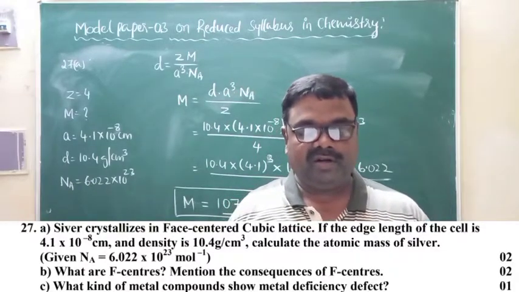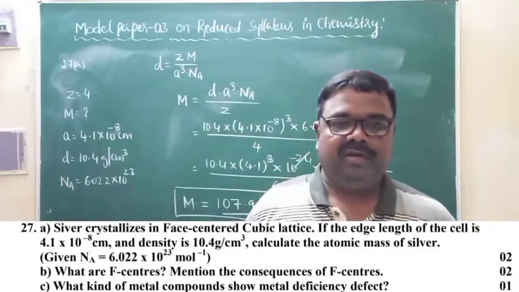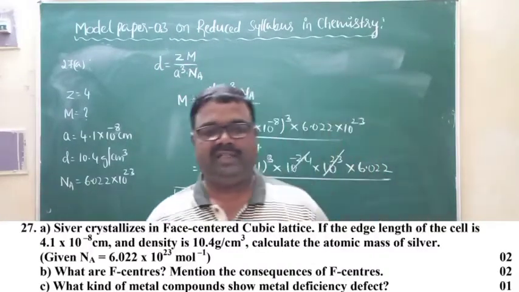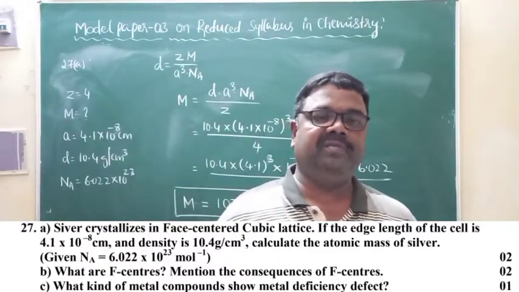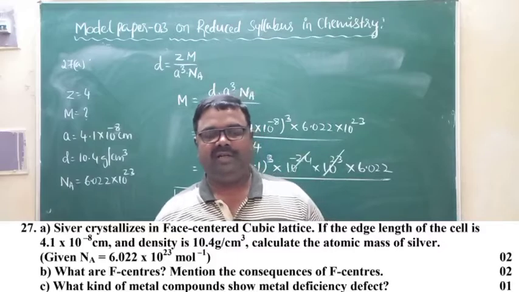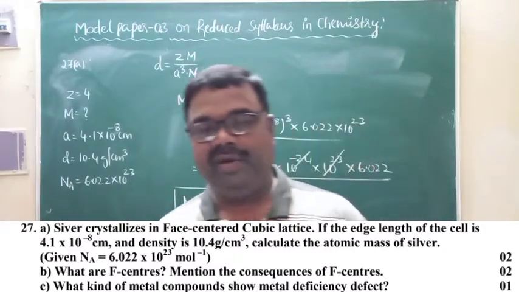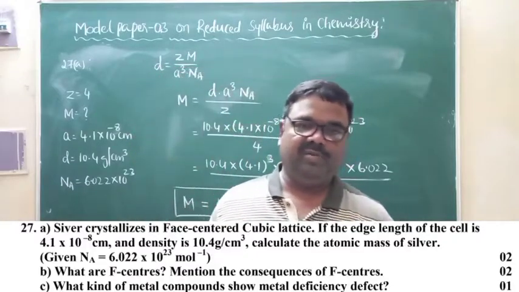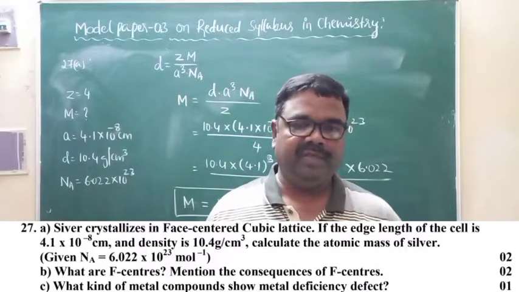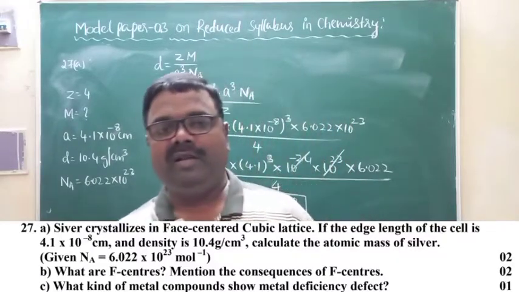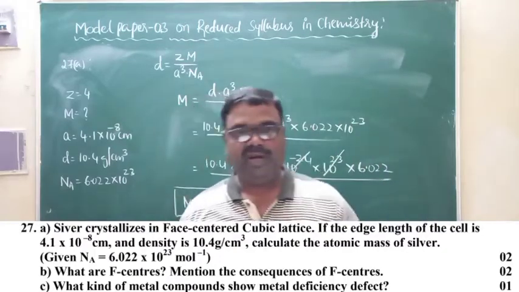Now, what kind of metal compounds show metal deficiency defects? Metal deficiency defect is shown by the compounds of metals with variable valencies. Those compounds will show that particular metal deficiency defect. Keep in mind, F centers are created in metal excess defects. Okay? Now look at question number 28.